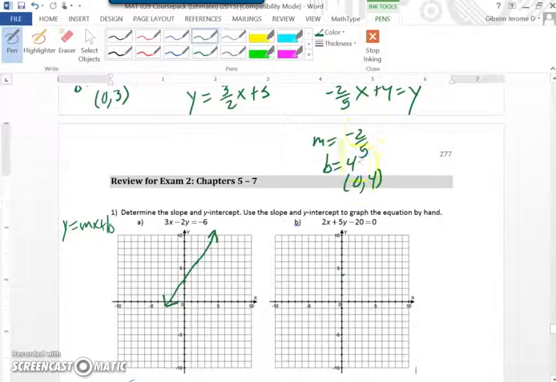Now, we have a negative 2/5. Now, we have our rise being negative 2, so that means we go down 2. Our run would be 5, which would be 3, 4, 5, which would be here. So now we have our 2 points. Now, we can go down again. We can go down 2, and then to the right 5. And then now we will connect these points.